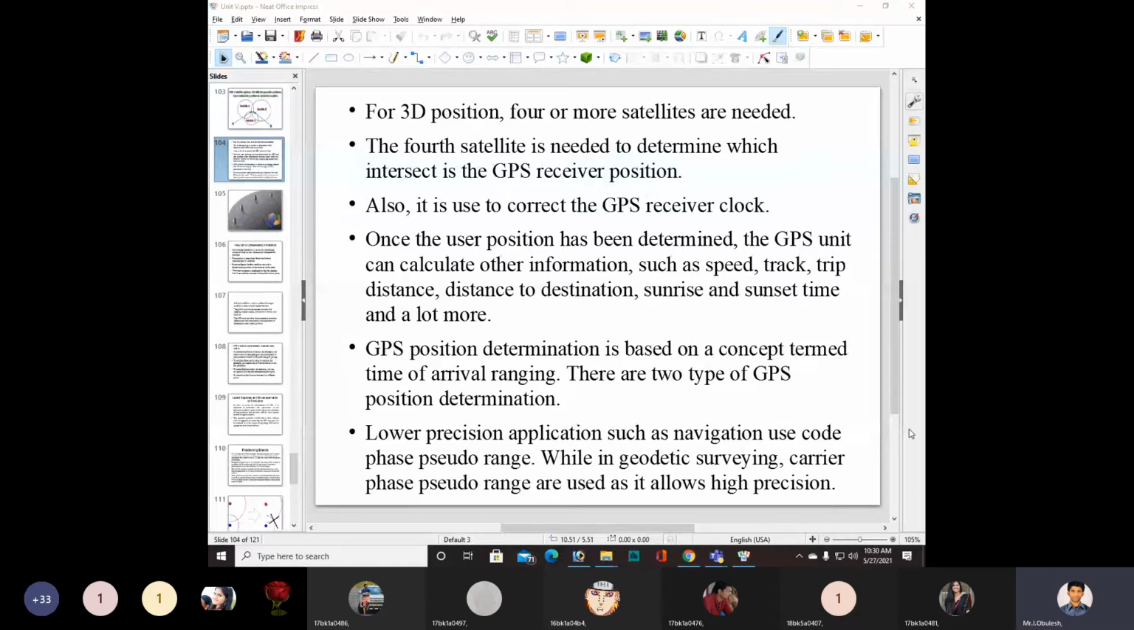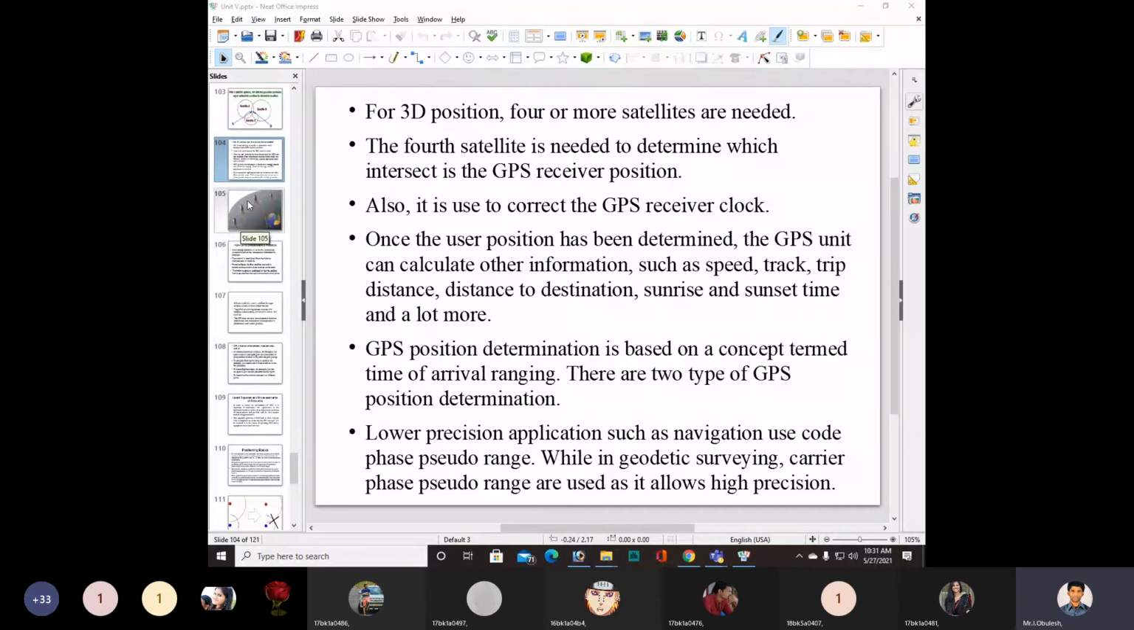While in geodetic surveying, carrier phase pseudo range is used, as it allows high precision.